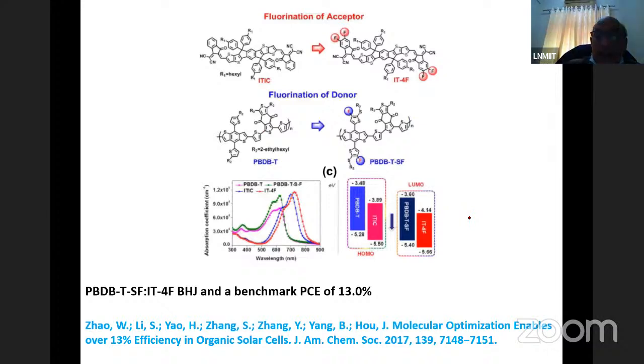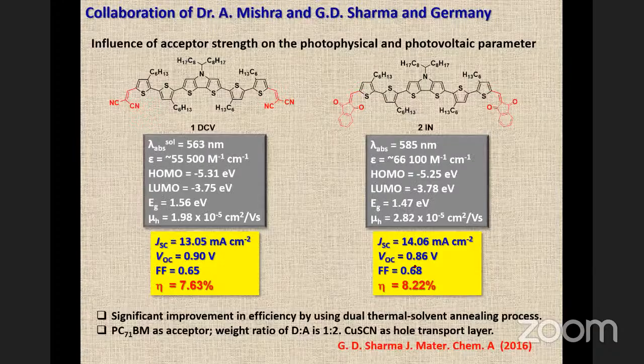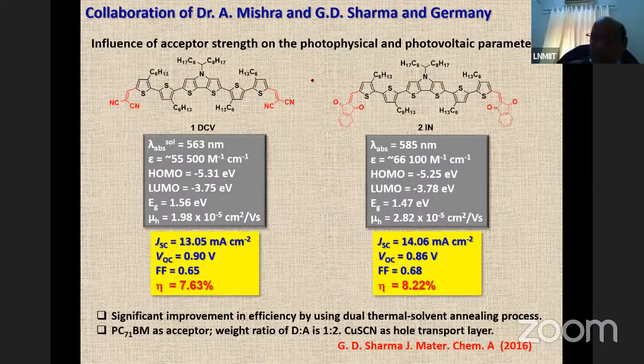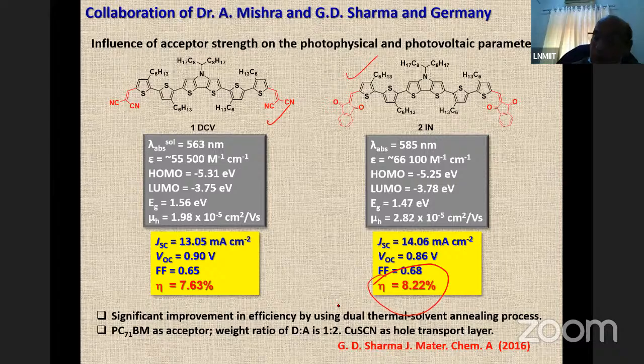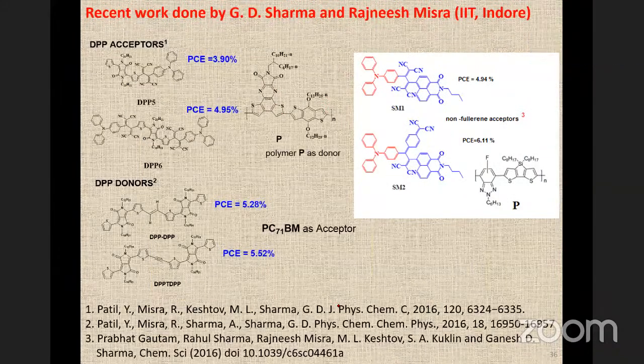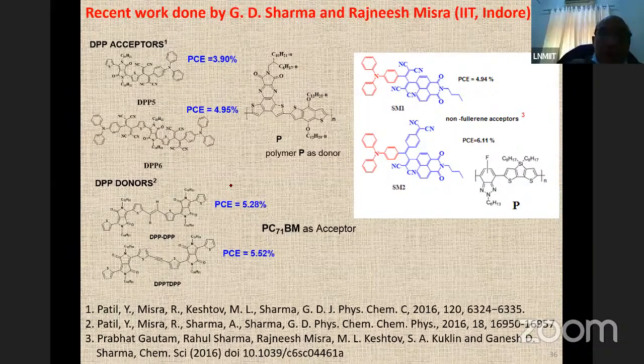This is another case. In 2017, 13% was reported. We have done something with non-fullerene acceptors, and we got about 18.3% efficiency that was published in 2016. This is again another type of acceptor here, donor and acceptor, and the maximum efficiency we got was about this one.